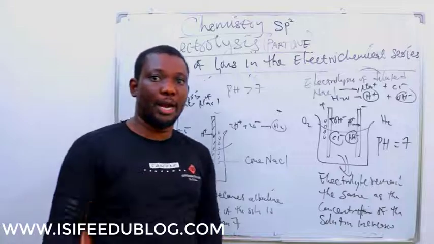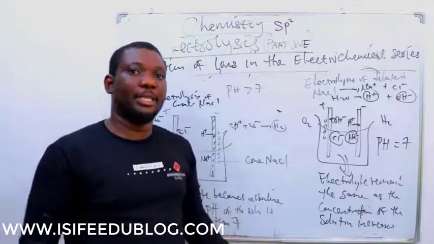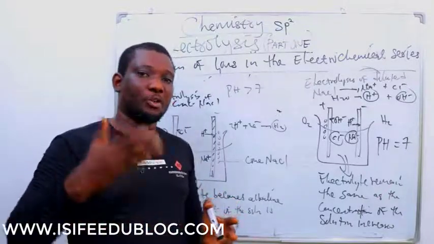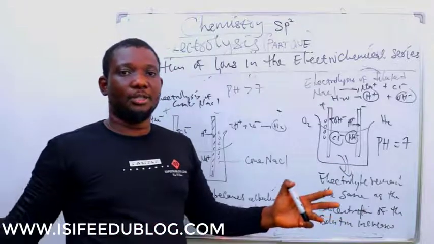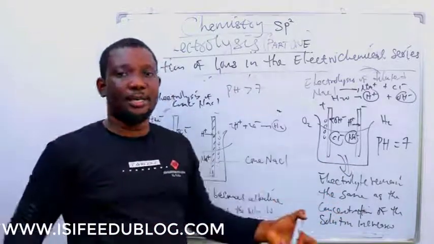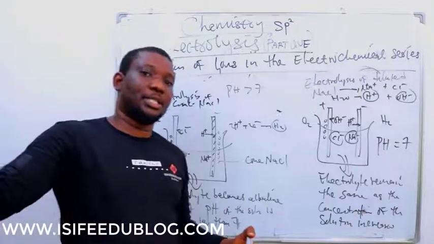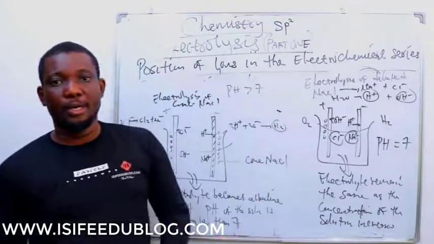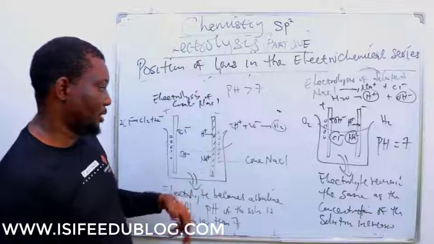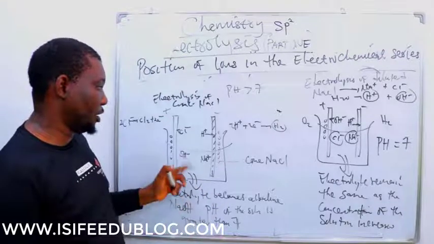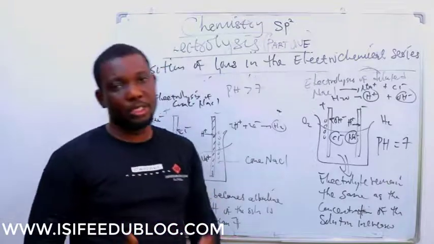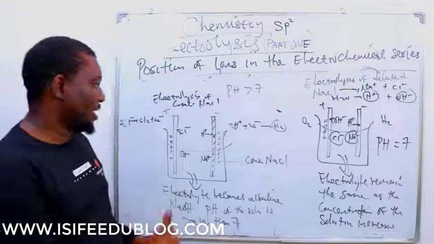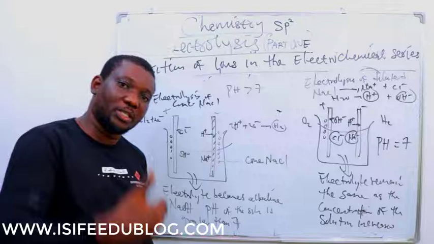So concentration will override position of the ions, depending on the distance between the two competing ions. If the ions that are competing are so far from each other, no matter how concentrated the one that is higher is, the one that is lower will take precedence and discharge, even if the one that is higher is more concentrated. The reason chlorine is discharged in this case and not OH is, number one, that chlorine is concentrated. Number two, the two are close. If you check the cathode, sodium is never discharged, even though it's more concentrated than hydrogen.